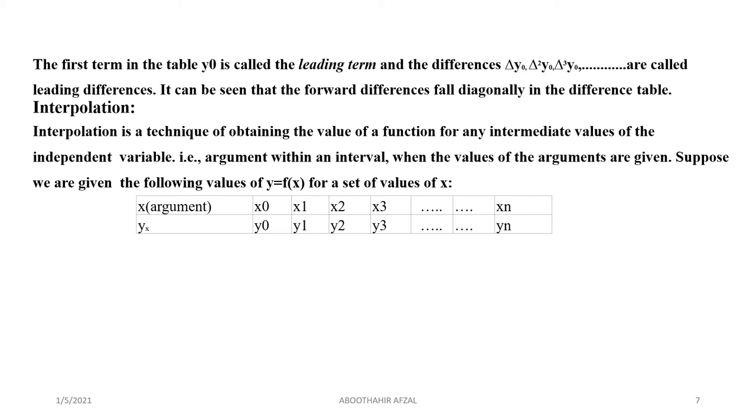Now I want to find a value of y for an x value, but that x is not in the table. After x0 it is x1, so I want to find x0 plus h by 2, that means the midpoint of x0 and x1. That is not in the table. You can choose any value of x, that is your choice, because the independent value is controlled by the user. So the system will evaluate the value of the entry based on the value of the independent variable. So now if I want to find the value at x0 plus h by 2, that can be done by interpolation.